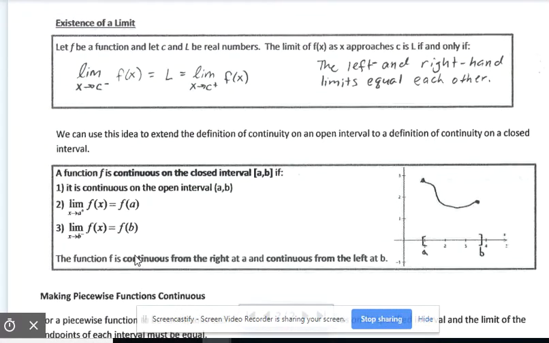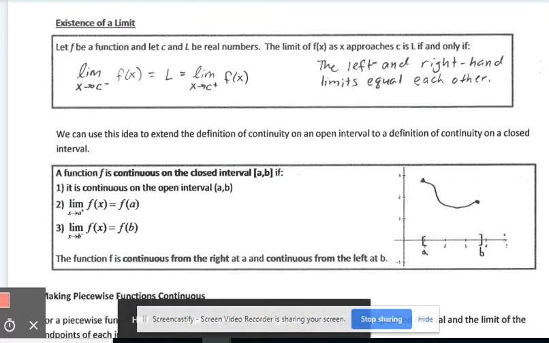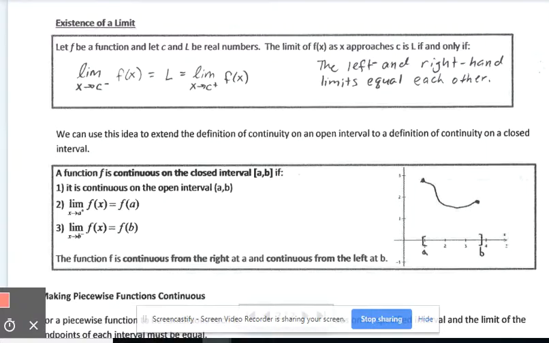So the existence of a limit, we've kind of talked about what happens when a limit doesn't exist. There were 3 ways, in the first section. It's when the left and right don't equal each other, when it's unbounded, or when it's oscillating. So this shouldn't seem too shocking to you.